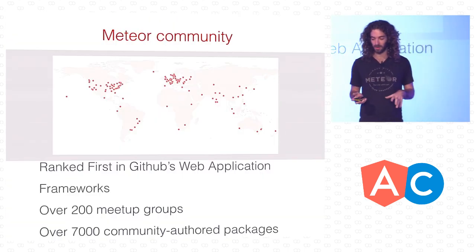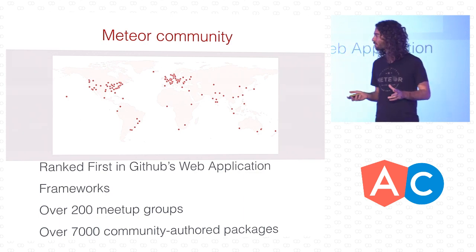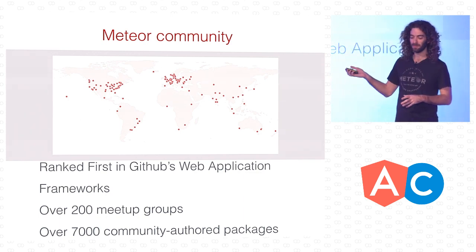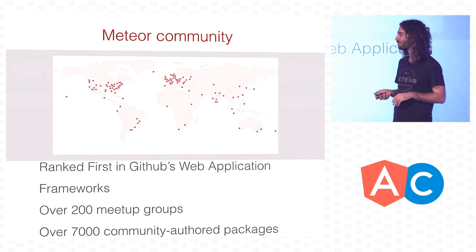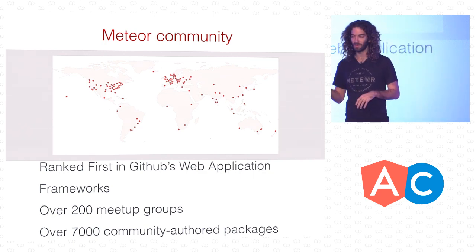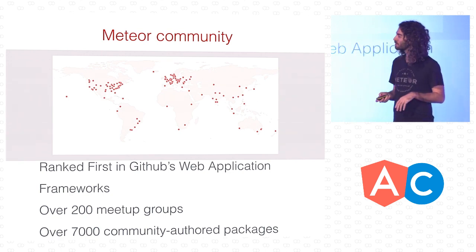So Meteor is also not a new thing anymore. It just recently became the highest-ranked web application framework on GitHub. So it passed Rails on GitHub, like their home ground. And there's over 200 meetups, and over 7,000 community packages.